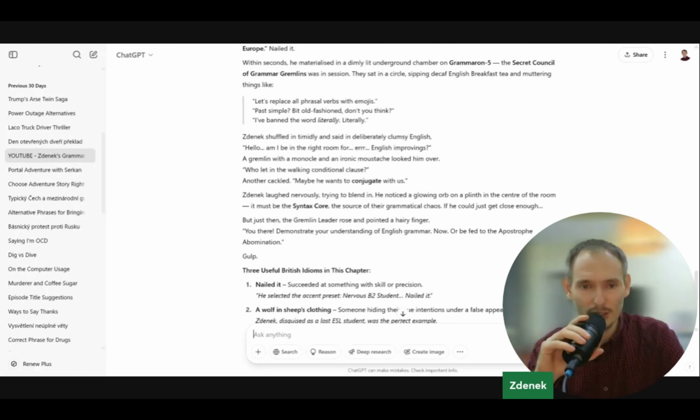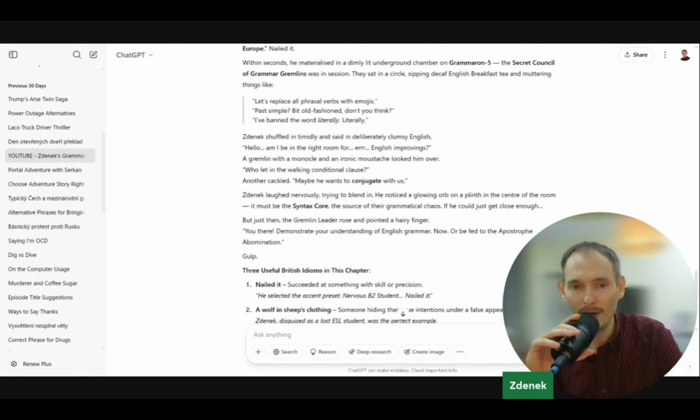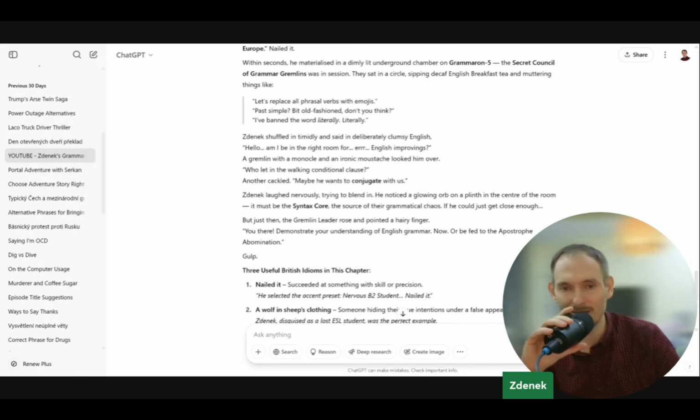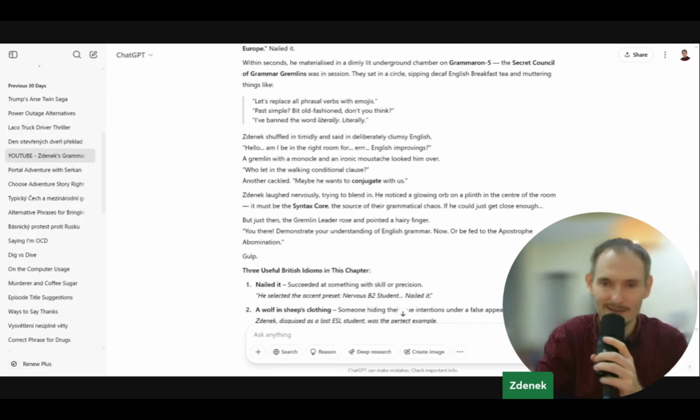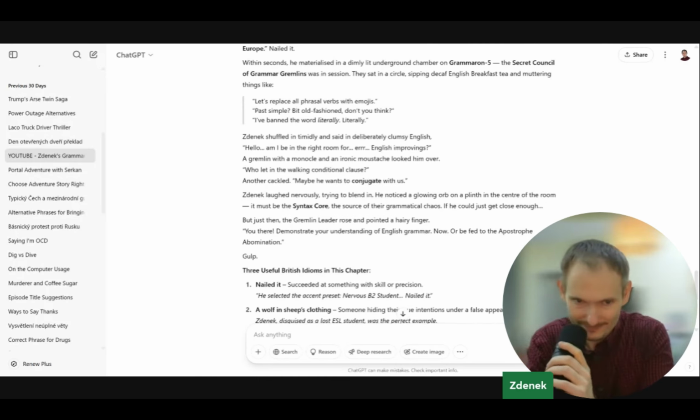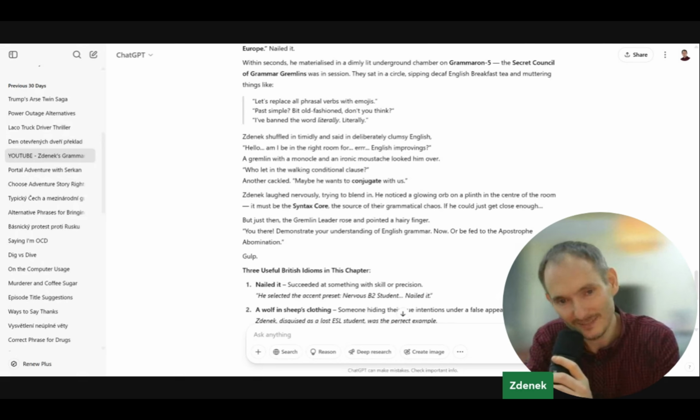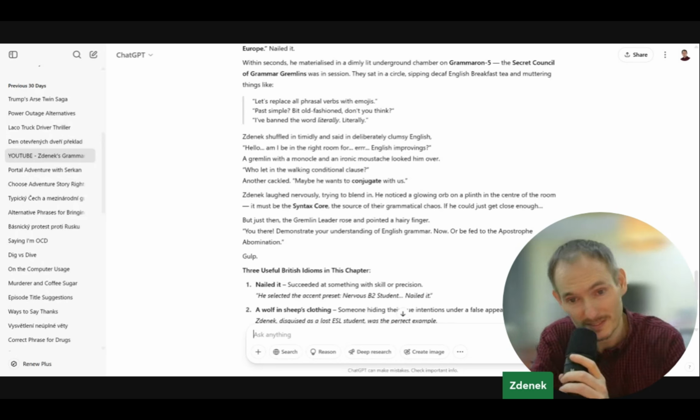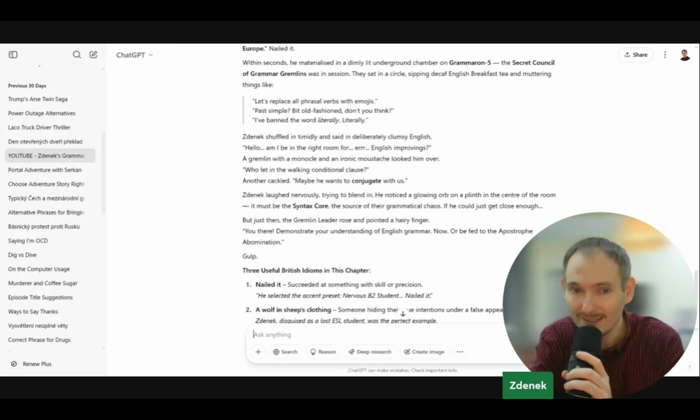Okay, Zdenek shuffled in timidly and said in deliberately clumsy English, "Hello, am I in the right room for English improvings?" I love this. So I'm pretending I can't speak English, basically, or I speak English very badly, very poorly.